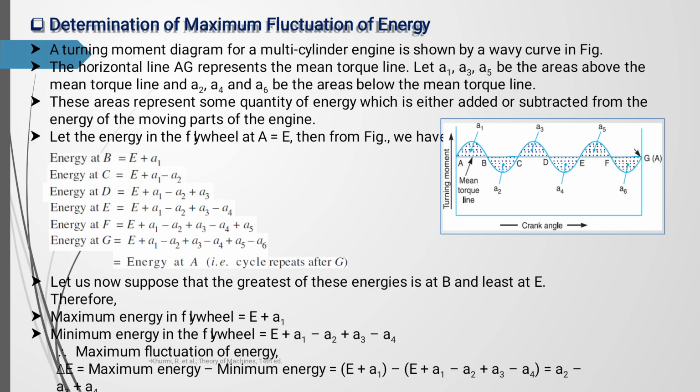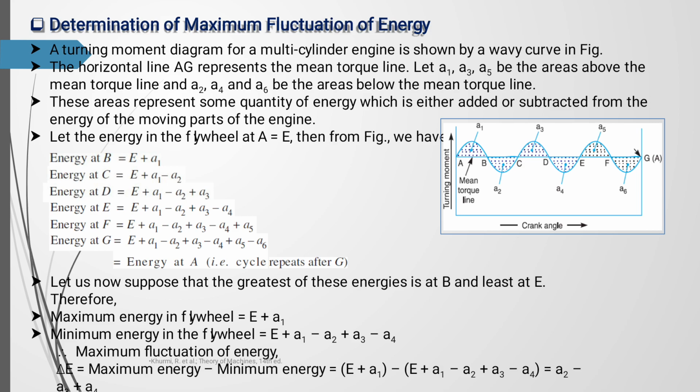Next we move on to the calculation of the maximum fluctuation of energy. How can we calculate it? For example, we take a multi-cylinder engine. As I just told, the energy level up and energy level low is the common platform of the diagram. In the crank effort and turning moment diagram, the diagram clearly shows an ebb and flow shape. This ebb and flow shaped curve is the diagram of a multi-cylinder engine.